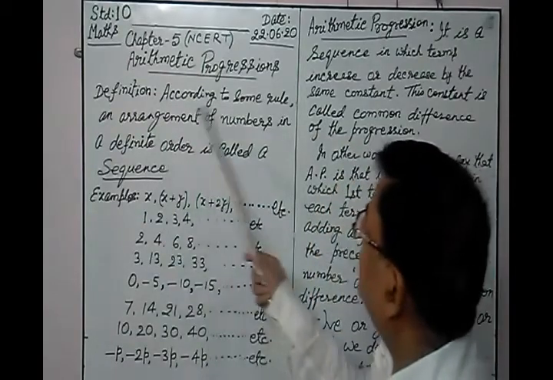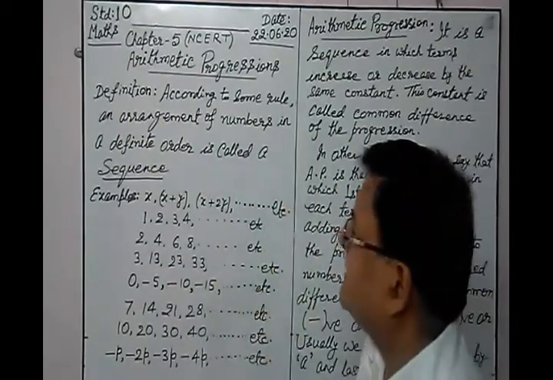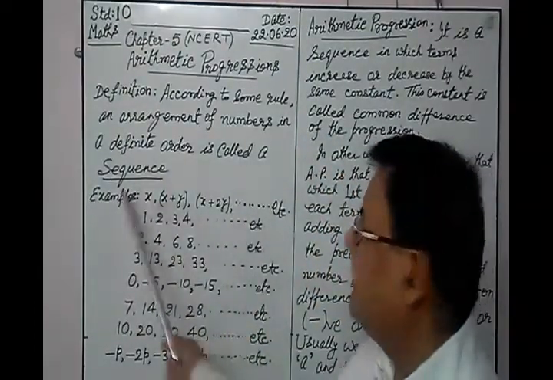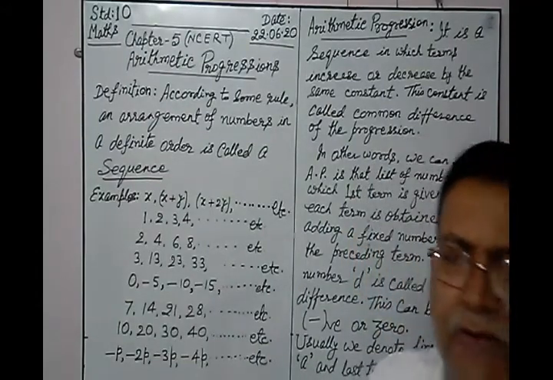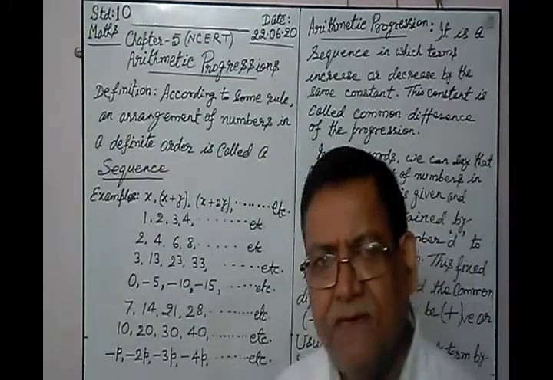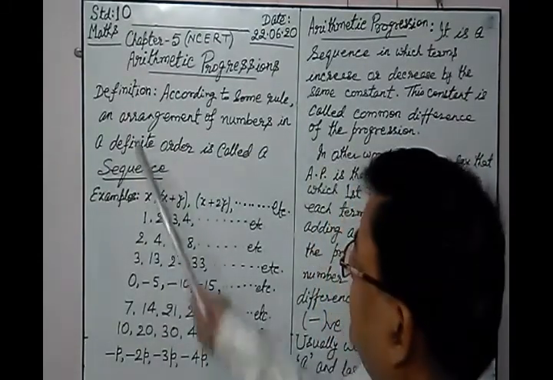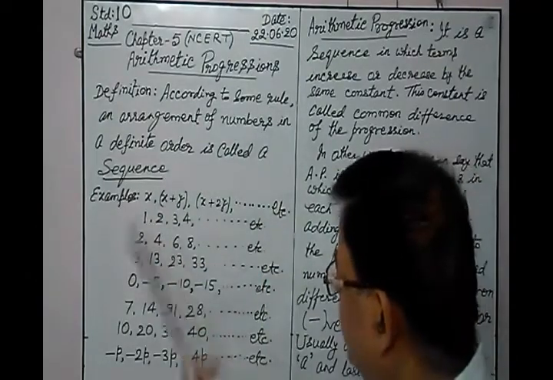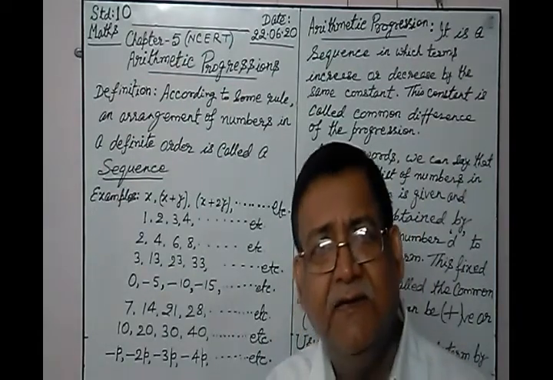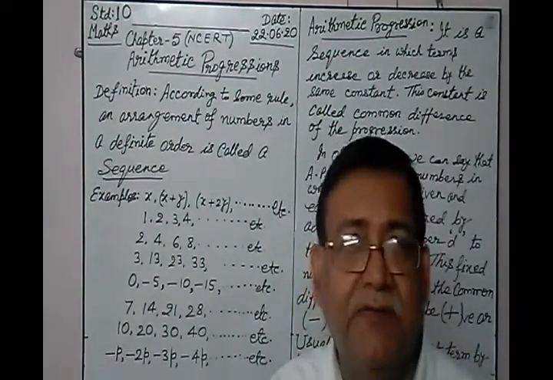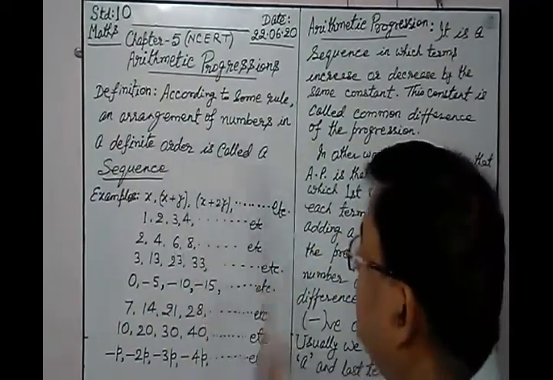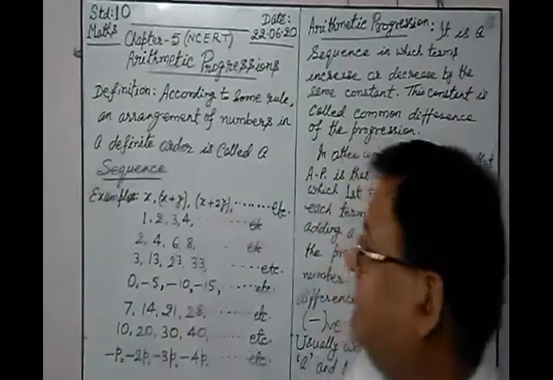See here. So according to some rule, an arrangement of numbers in a definite order is called a sequence. So here are some examples. You see, all are arranged. There is some rule everywhere. In every arrangement, you will see that they are arranged obeying certain rules. And also, this arrangement of numbers is in a definite order.